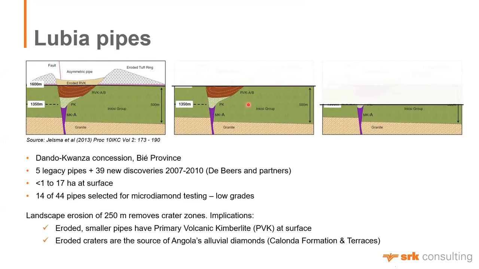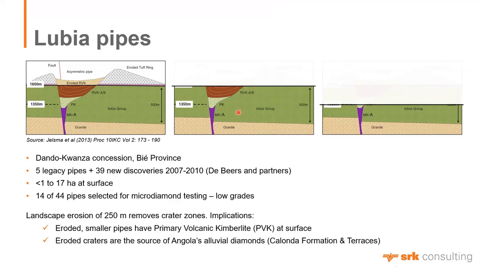Erosion has a very important role to play in the view of what you want to go exploring for. If you go for big kimberlites in Angola, you're very likely going to end up with a sand-filled crater problem. If you go for the smaller kimberlites, that sand-filled crater may well be eroded away.